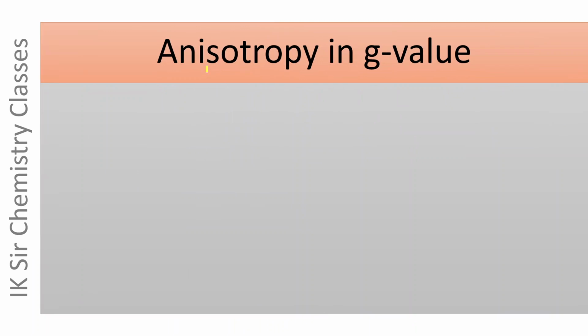Anisotropy in the g value. Let us see the term anisotropy. There are two terms, isotropic and anisotropic. If any property has the same value along all the directions in a substance, it is called isotropic. But if any property has different values along different directions in a substance, it is called anisotropic. The g value may be isotropic or anisotropic, as the case may be.